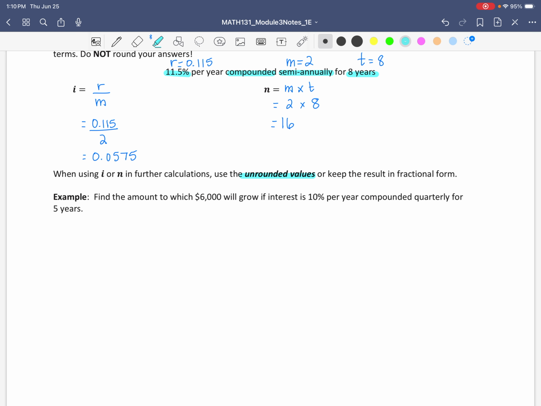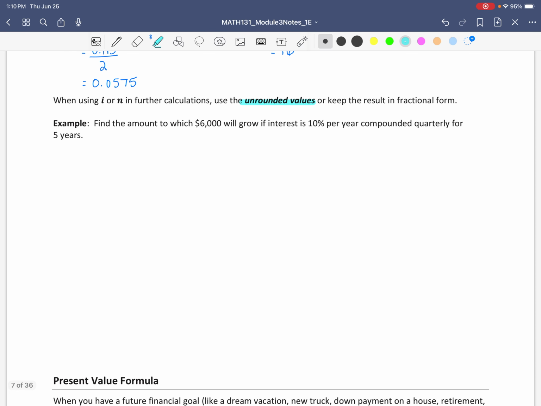So let's do our first question here. It says, find the amount to which 6,000 will grow if interest is 10% per year compounded quarterly for 5 years. So again, let's highlight what information we have. So we have this 6,000, so that's our present value. We have a rate of 10%. It's compounded quarterly and for 5 years. So we have all the information we need to use our future value formula.